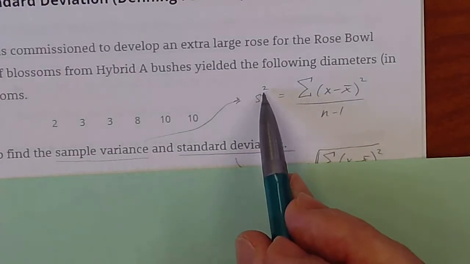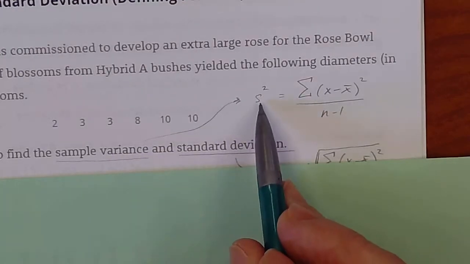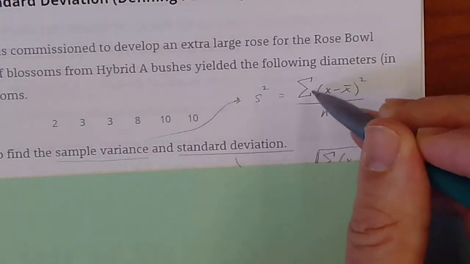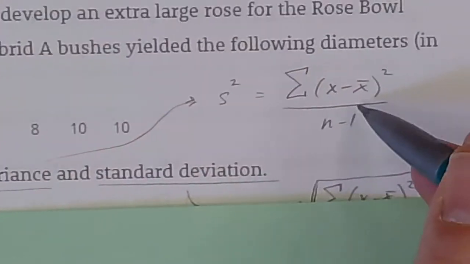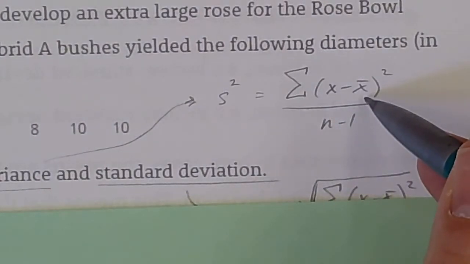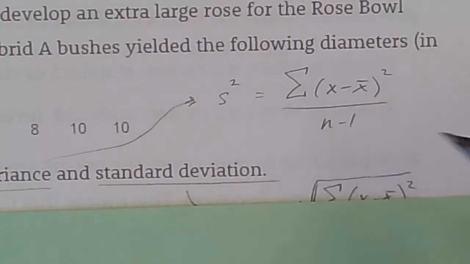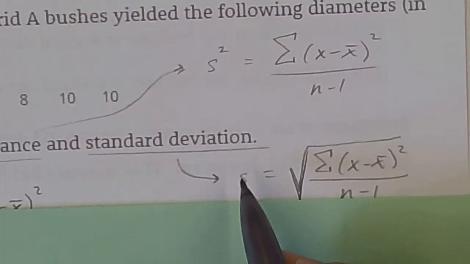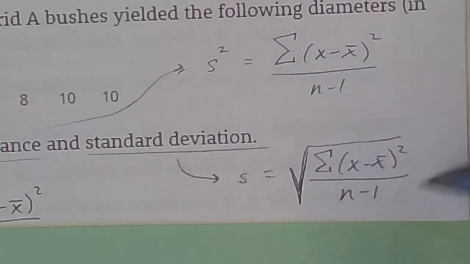S squared is the symbol we use for sample variance. S squared equals, remember, sigma means sum, so the sum of these squared deviations. And then once we have that, we just divide by n minus 1. For the sample standard deviation, we use the symbol lowercase s. It's everything the variance was, just with the square root over top of it.